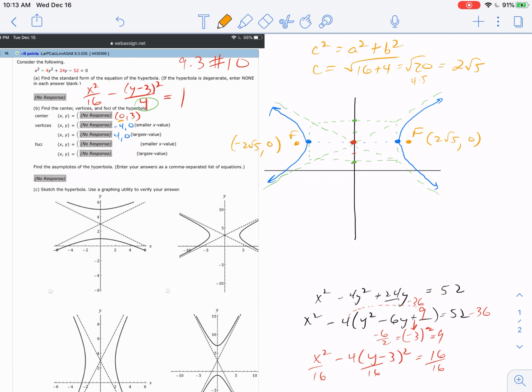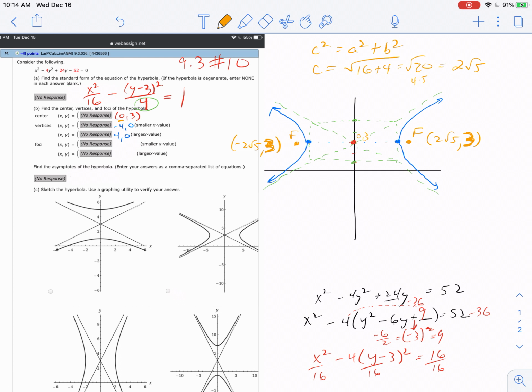So then finally, my y value is 3. So remember, we're up 3. The center is at 0, 3. So I add and subtract from the x, which is 0, but my y value stays 3.